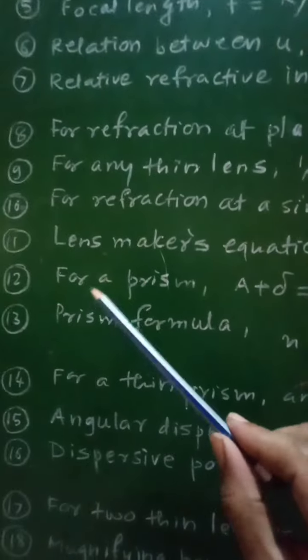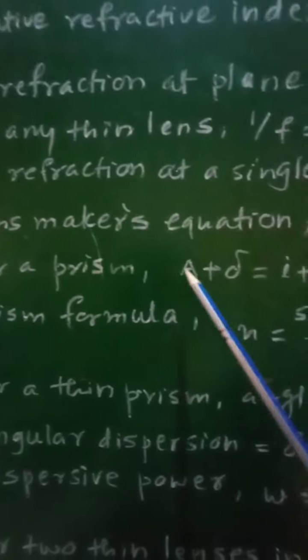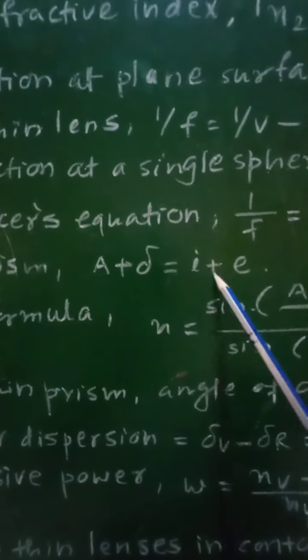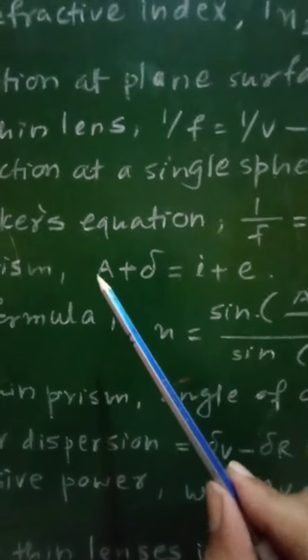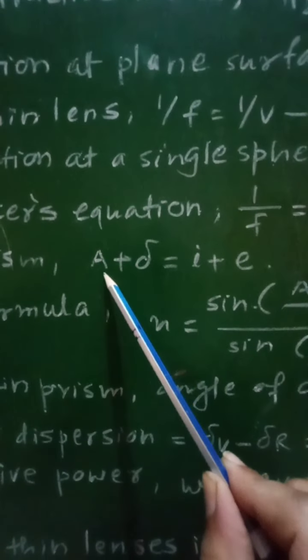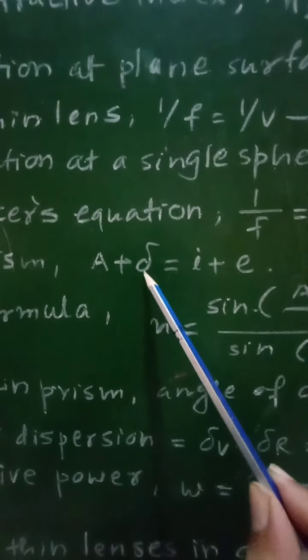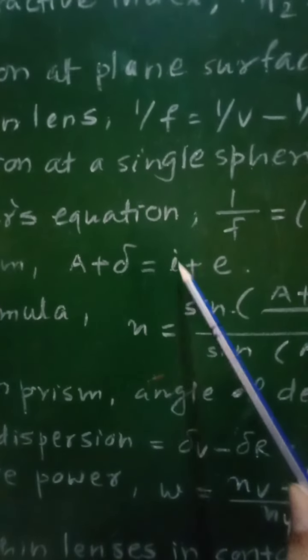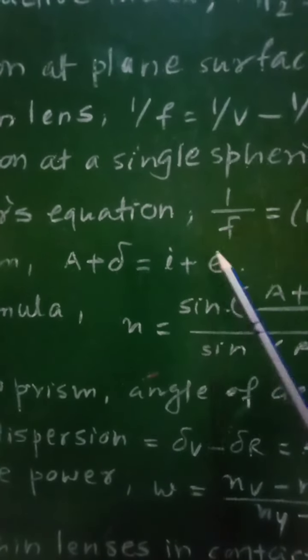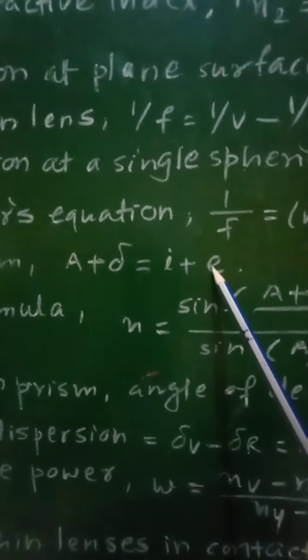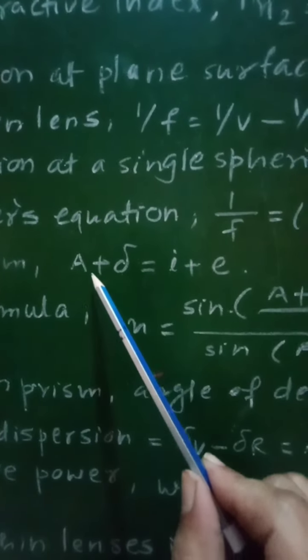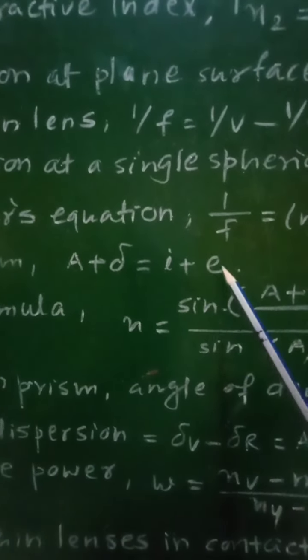Then the 12th formula is for a prism. In case of a prism, A plus delta is equal to I plus E, where A is the angle of prism, delta is the angle of deviation, I is the angle of incidence, and E is the angle of emergence.